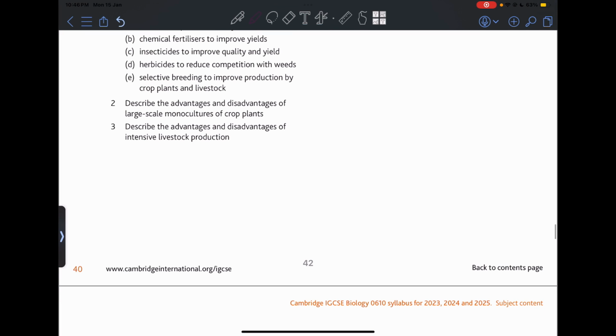Now, 3 says describe the advantages and disadvantages of intensive livestock production. Intensive livestock production is, for example, growing a lot of animals in the same crowded place. The disadvantage of this is that it's animal abuse. If you get a lot of chickens, for example, in one farm, it's also going to decrease their quality, and it's going to be not healthy.